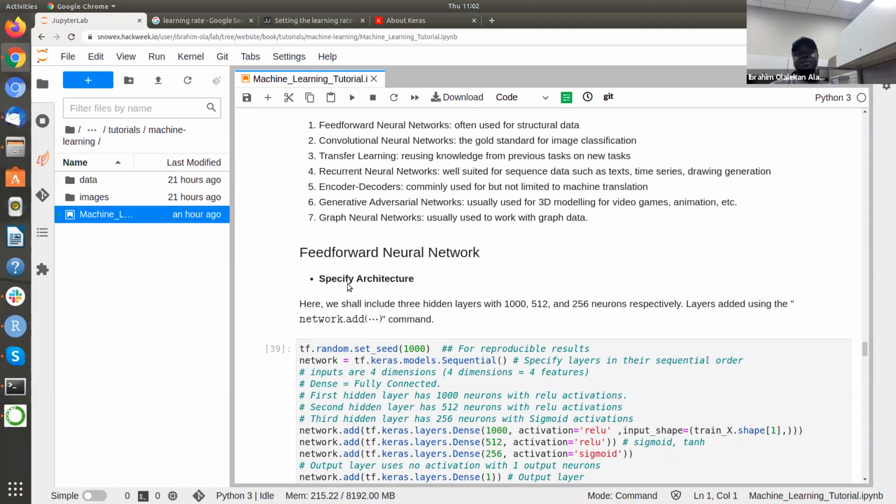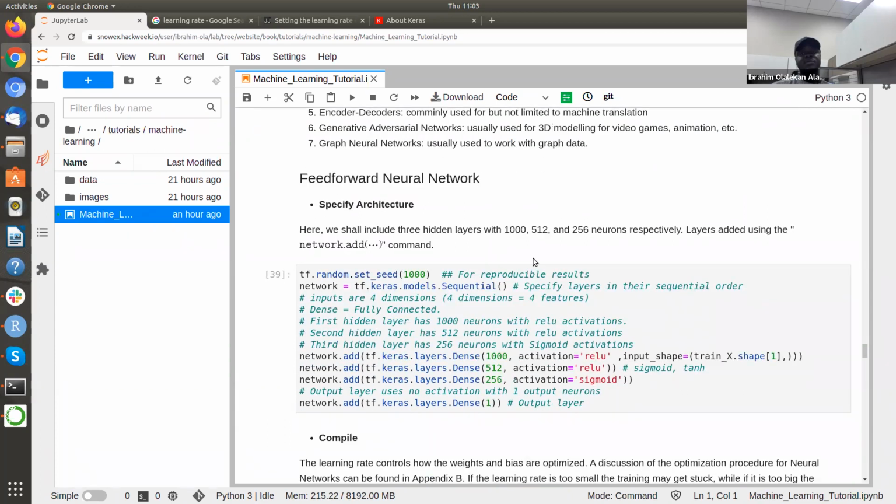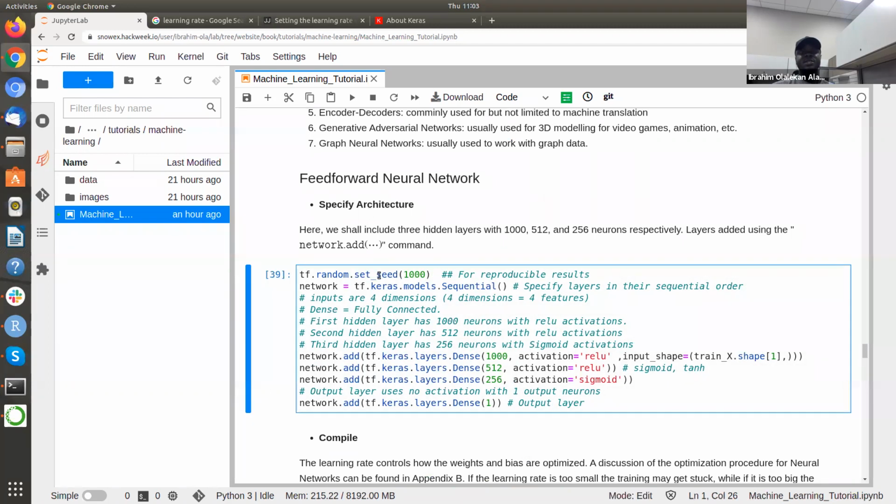The first step is we specify the architecture of the model. By specifying the architecture, I mean you have to specify the number of hidden layers you want, and then the number of nodes in each hidden layer. So for this tutorial, I'm using 3 hidden layers with 1000, 512, and 256. And again, it is important to note that this is not constant. It depends on the problem at hand. So again, for reproducible results, I'm setting my seed to 1000 here.